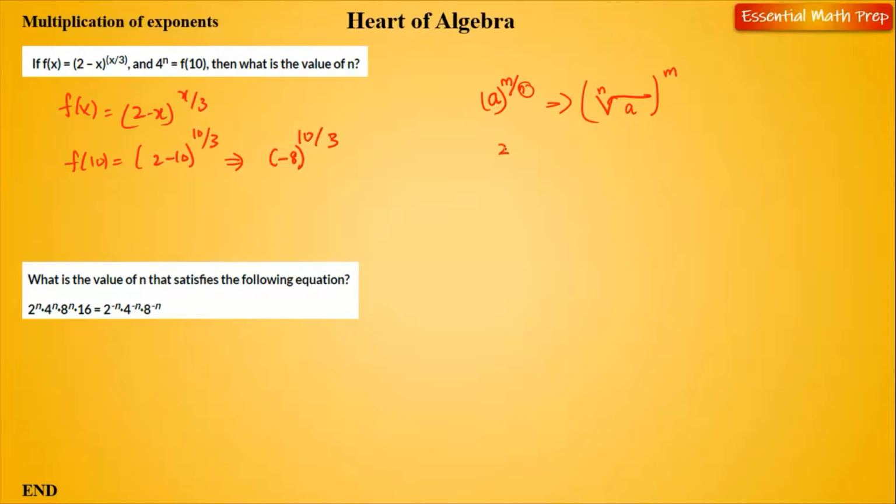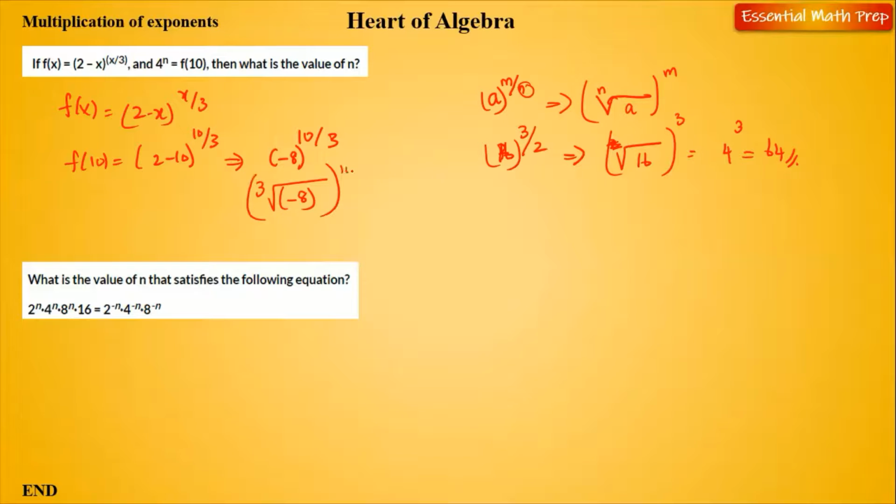So if I have, say, 16 power 3 over 2, that means 16 goes inside the bracket and 2 becomes a square root. You don't have to say square root means 2, but if it is cubed, then you have to specify the 3. And then you raise it to power 3. Square root of 16 is 4, so 4 cubed is 64, right? That's the logic we're going to take here. So negative 8, as I said, the 3 becomes the cube root, and then the 10 goes to the power. That's equal to 4 power n, right?